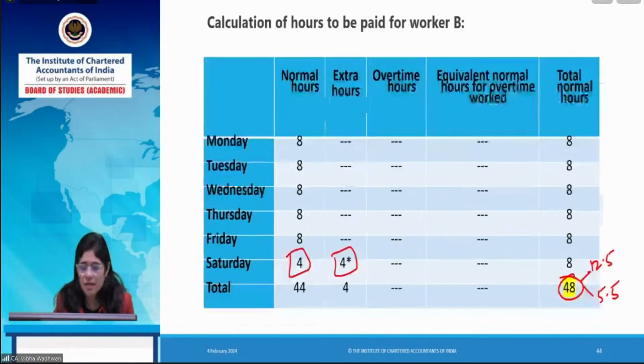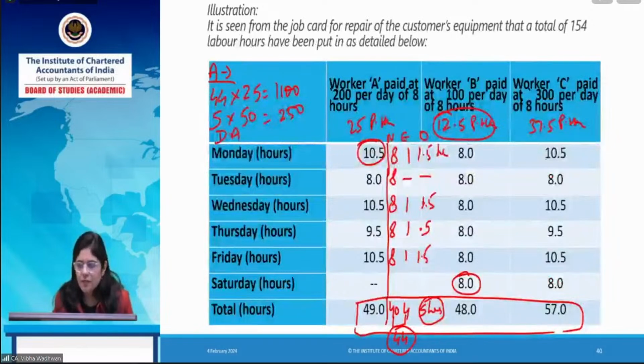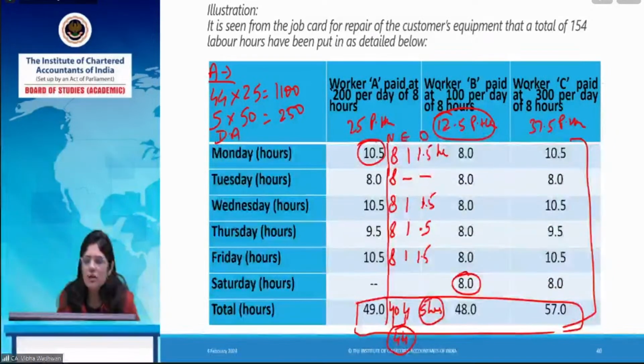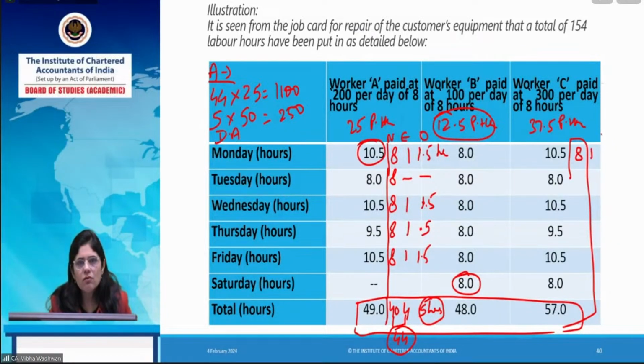Coming to C. All right. Let us do it for C now. Do it for C, then we'll confirm. C has worked for 10.5 hours on Monday. So 8 hours normal, 1 hour extra, and overtime is only 1.5. Tuesday, 8 hours normal, no extra, no overtime. Again, Wednesday, 8 hours normal, 1 hour extra and 1.5 overtime. Overtime you're getting only beyond 9 hours. That is why. 9.5, 8, 1.5. Again 10.5, 8, 1, 1.5.